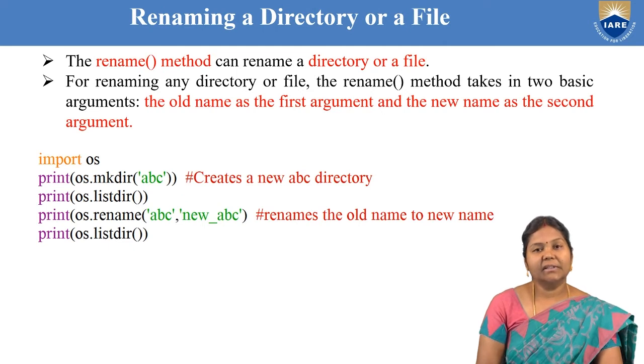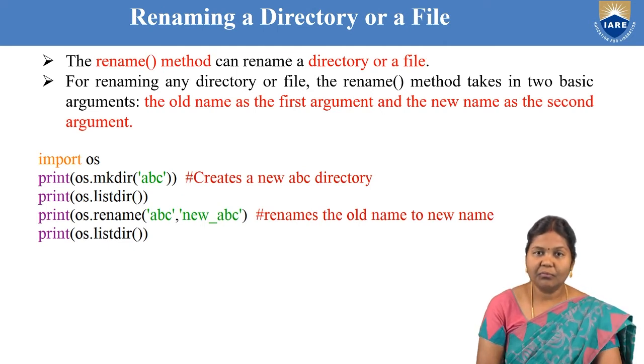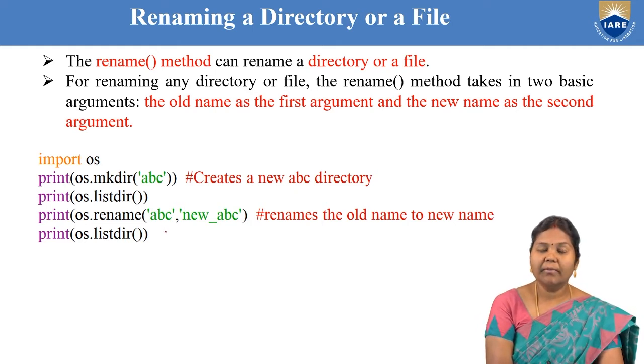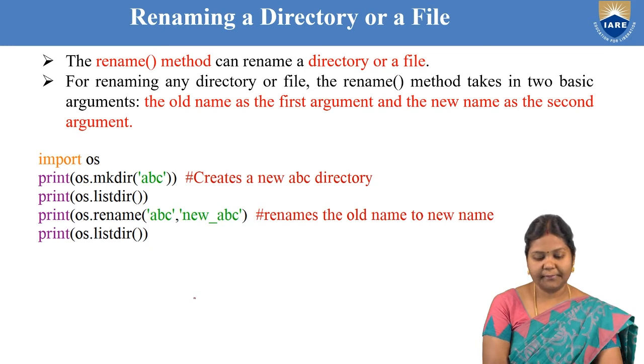Next function is how to rename a directory or file. There is a popular method called rename which will rename the directory or file. The rename method takes two arguments. One argument is the old file name or old directory name, followed by the second argument, which is the new file or new directory name. So it's very simple. Rename takes two arguments: the old name, comma, the new name.